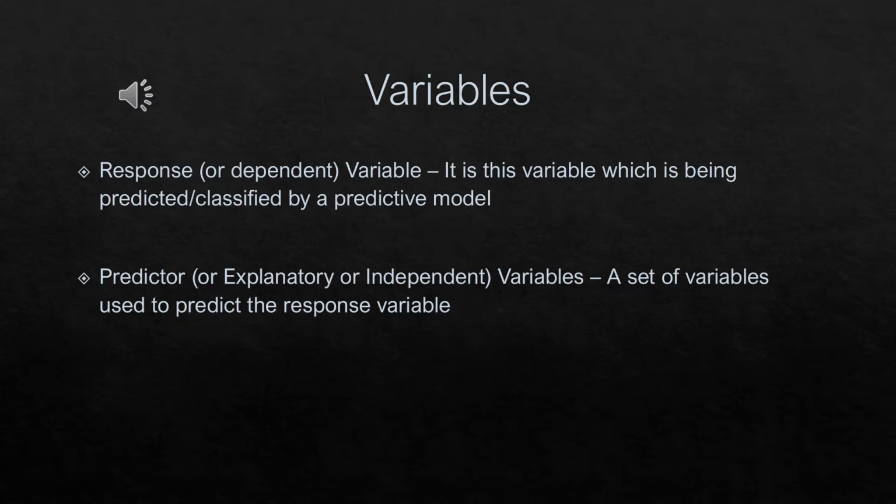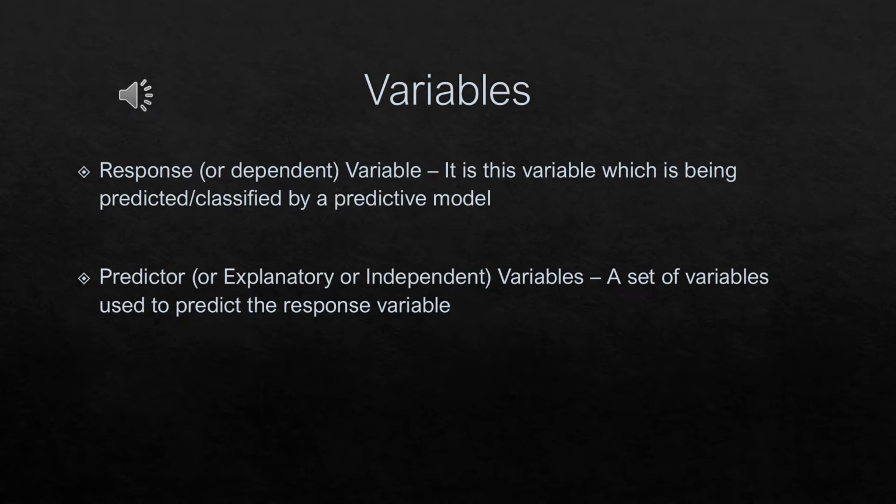As discussed, a table or sample has variables. It contains two types of variables. One is the response variable or dependent variable. Another one is the predictor or explanatory or independent variable. The response variable is the variable that we are trying to predict using a predictive model. So when we build a model in data science, this model predicts the value of the dependent variable. It's also known as the response variable.